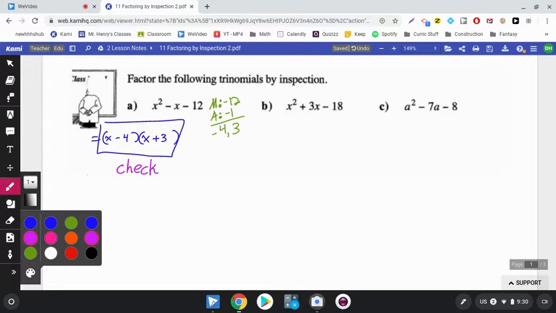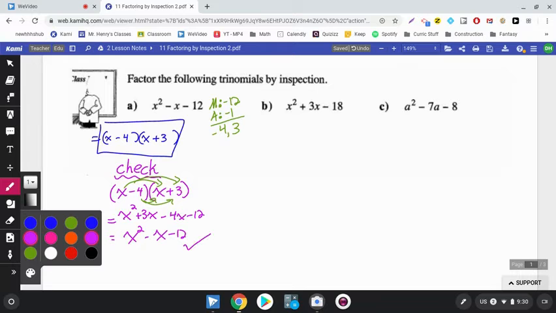If I wanted to check, and this is not something I would get you to do every time, but it's something you could certainly do, I can actually multiply it out because I have an equal sign, right? I'm saying that this product is the exact same as what I originally started with. So I can multiply it out. Distribute your x. You get x squared plus 3x. Distribute your negative 4: minus 4x minus 12. And if I simplify that, I get x squared minus x minus 12.